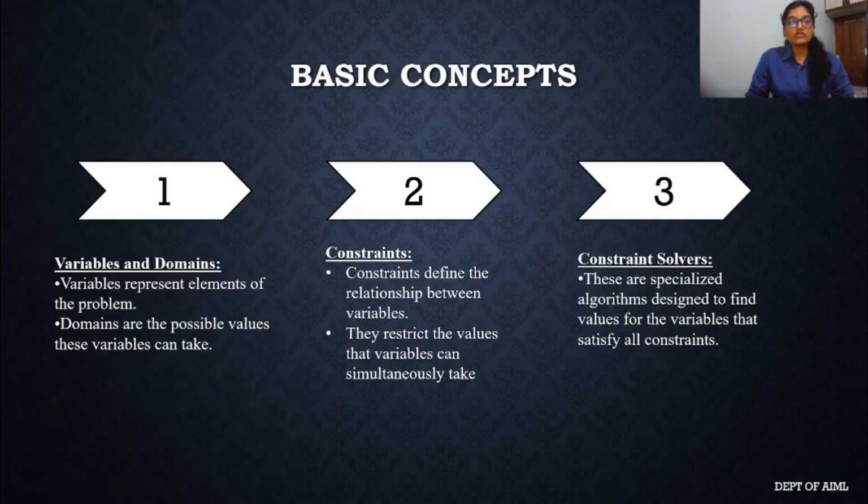The basic concepts are variables and domains. The variables represent elements of the problem, and the domains are the possible values that a variable can take. Constraints define the relations between the variables, and they restrict the values that the variables can simultaneously take. Next, the constraint solvers. These are specialized algorithms designed to find values for the variables that satisfy all the constraints.